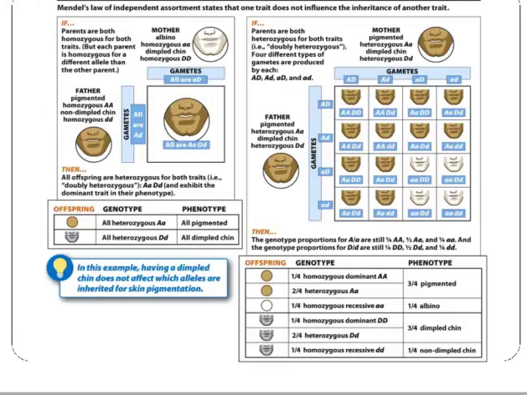Another example, this is one that your textbook gives. It shows dimpled chins and albino individuals, and they both assort independently. So having a dimpled chin is not connected to being albino. So you again end up with a dihybrid ratio.